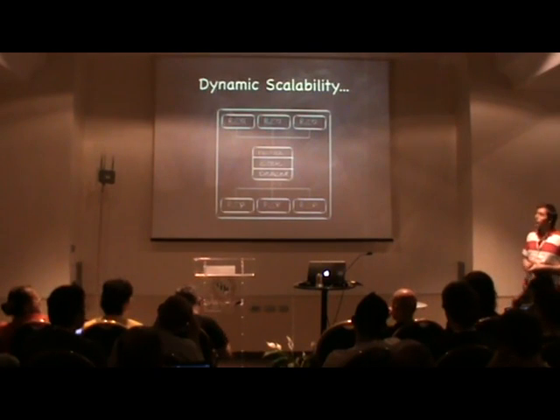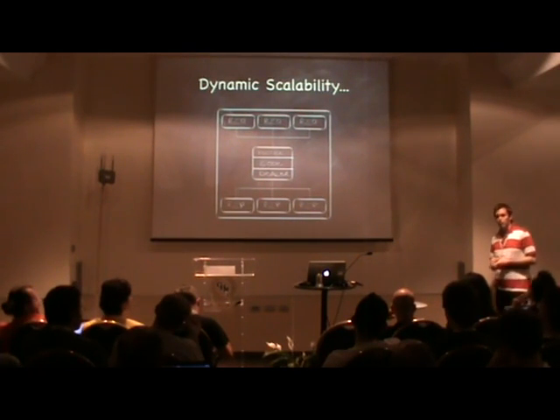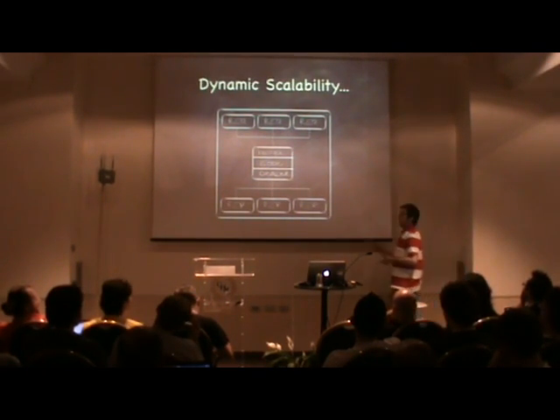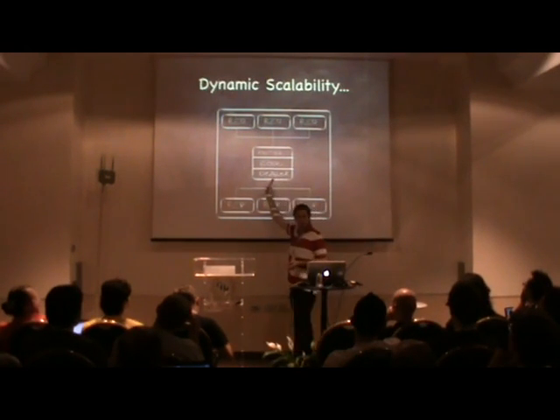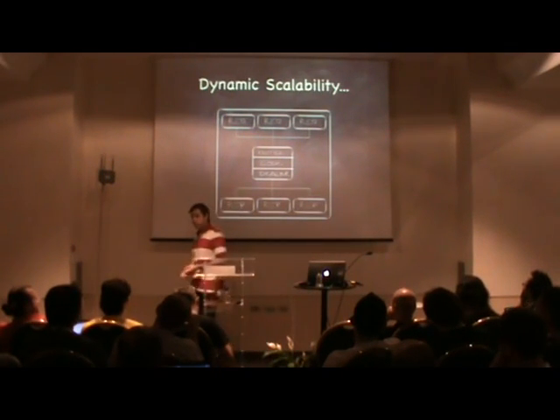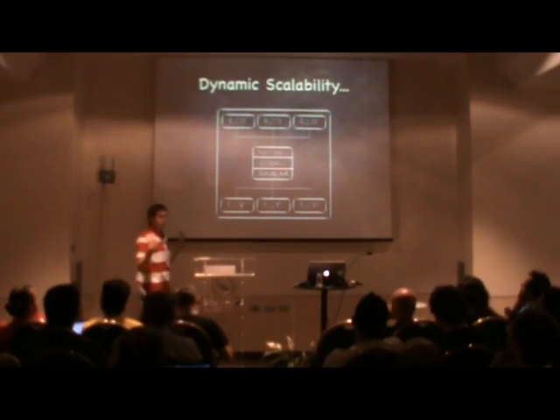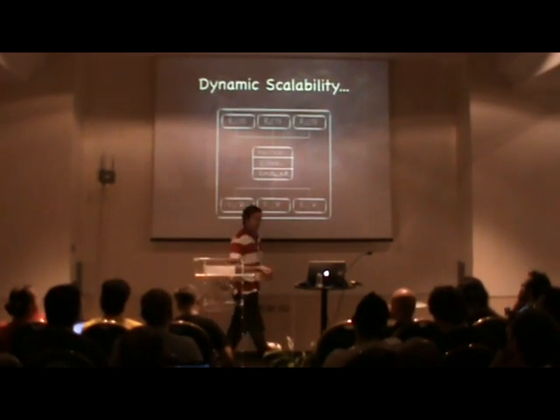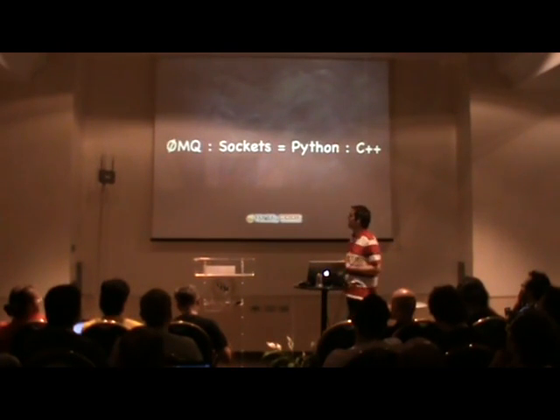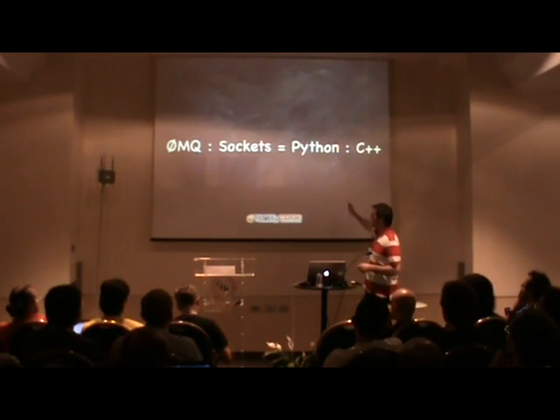So ZeroMQ is brokerless. We don't have a broker, but we can easily implement a broker if we need a broker. And this object can be a real broker. So it can do persistence, it can do whatever you want, logging, sniffing, spoofing, I mean, depends what you want to do. So this is the last slide.